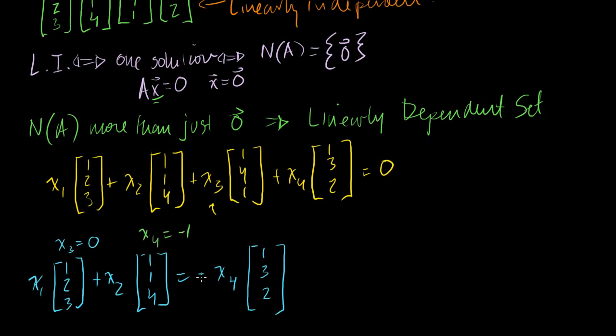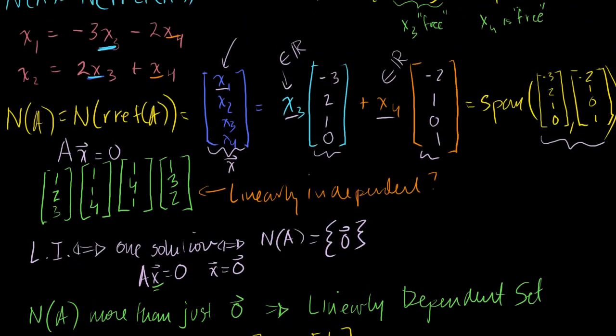If x4 is equal to minus 1, what is minus x4? Well, then this thing will just be equal to 1. And I'll have x1 times 1, 2, 3 plus x2 times 1, 1, 4 will equal this fourth vector right here. And can I always find things like this? Well, sure, I can actually find the particular ones. If x3 is equal to 0 and x4 is minus 1, let me copy and paste this over that I have up here.